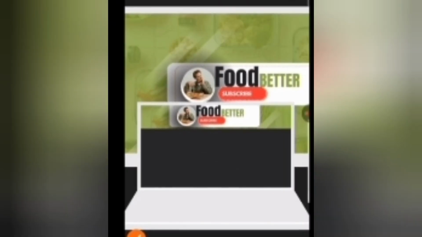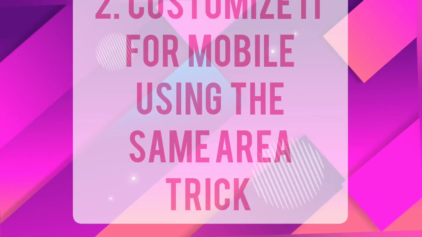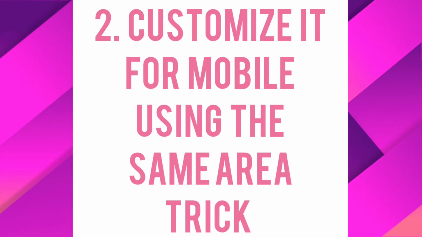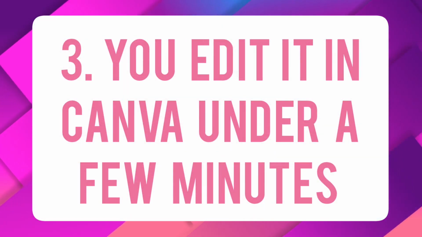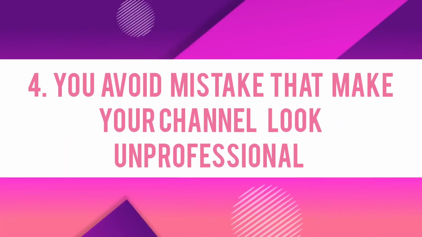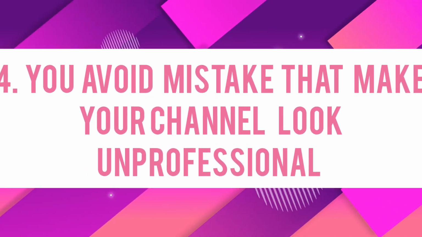In this video, I will break down the 4-step process. 1. Choose a template that fits your style. 2. Customize it for mobile using the safe area trick. 3. You edit it in Canva in under 10 minutes. 4. You avoid mistakes that make your channel look unprofessional. By the end of this video, you will have a banner that converts viewers into subscribers.